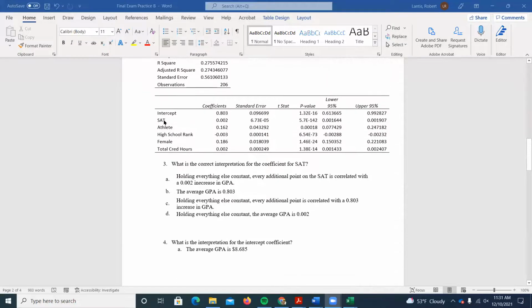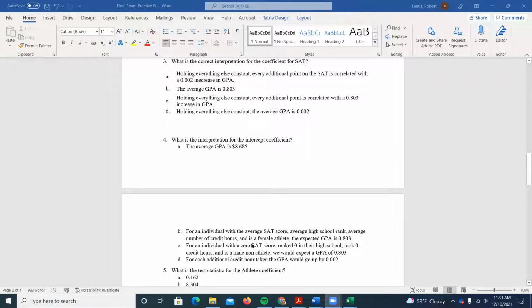So if someone with 0 SAT score isn't a student athlete, ranked 0 in their high school, which doesn't even make sense, right? But not female, and then 0 credit hours, their predicted GPA would be 0.8. Like I said, it won't make sense because we never actually see someone like that. But think about the idea that all of our data is far away from the axis, but there still is some initial starting point for whatever this line of best fit is. So that's how we would interpret the intercept. For an individual with 0 SAT, rank 0, and so on, the GPA would be whatever that intercept coefficient is, which is 0.803.